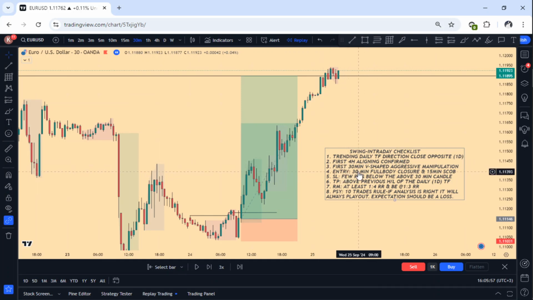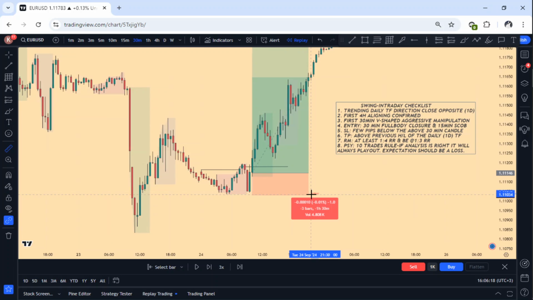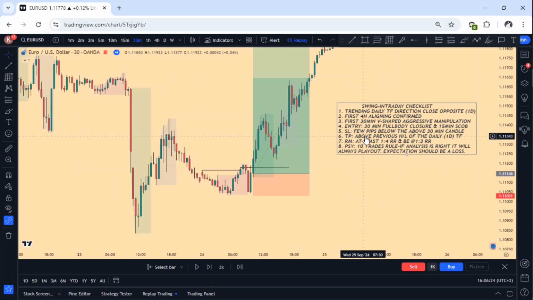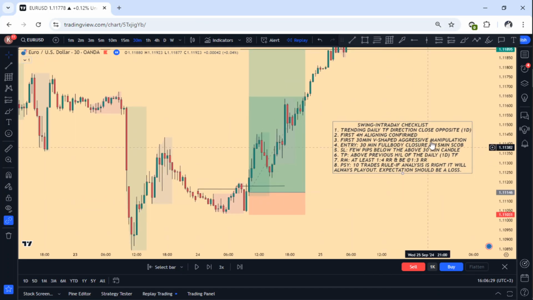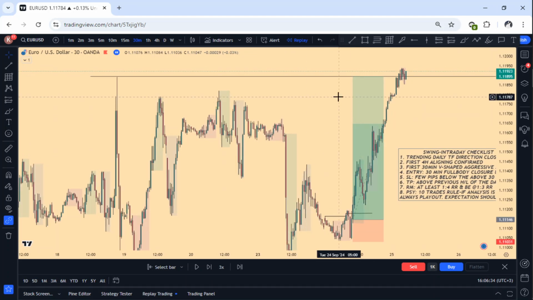So you can see entry on 30 minutes full body closure and 15 minutes scope, then SL few pips below the 30 minutes candle. So this candle, few pips below it, like in this case, I don't know how much this was. Yeah, you can see here just about 2 pips. Then SL above previous high or low, like in this case it's the high of the daily direction. The daily direction trend is bullish, so this is the daily direction.